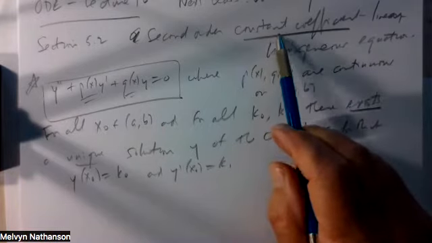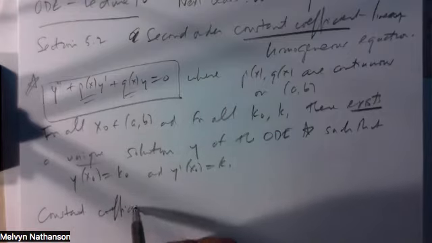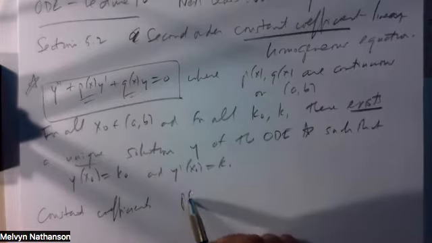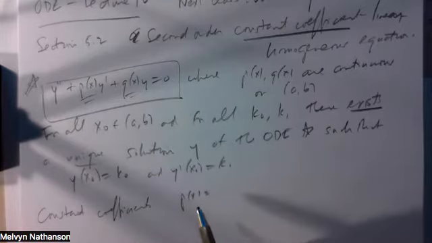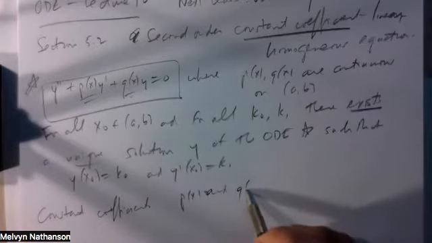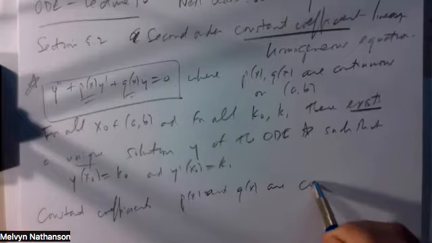Now, it's not always easy to find a solution, but there's one very important case when it is easy. And that is the case when the equation has constant coefficients. And constant coefficients means p of x and q of x are constants.